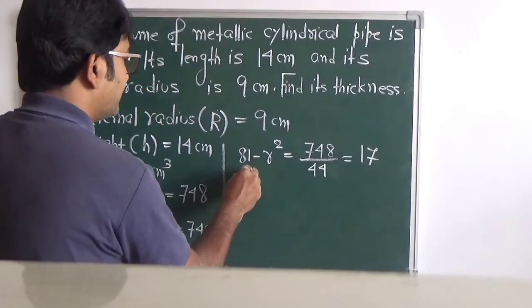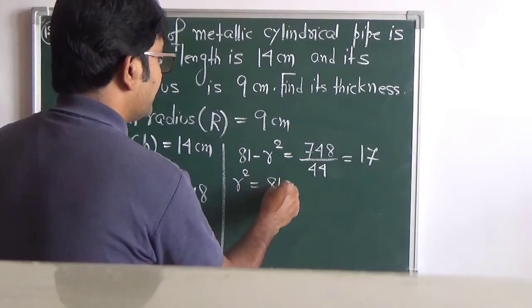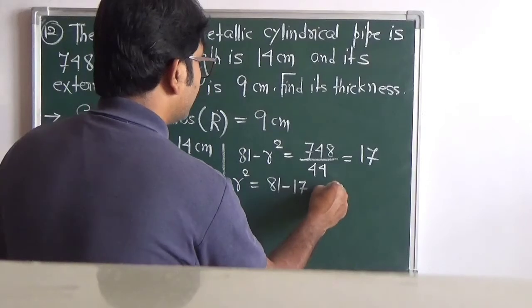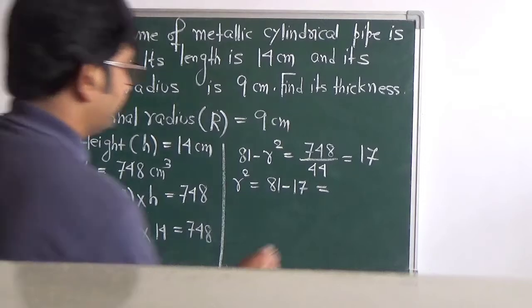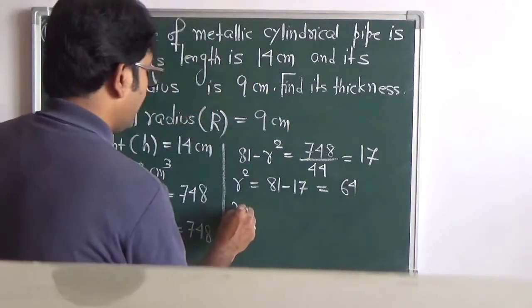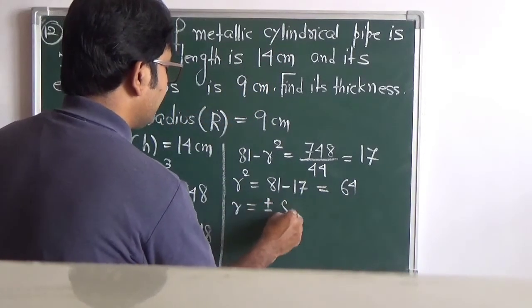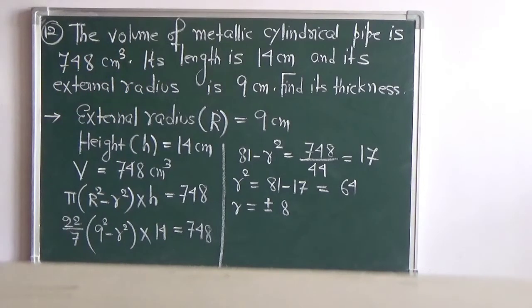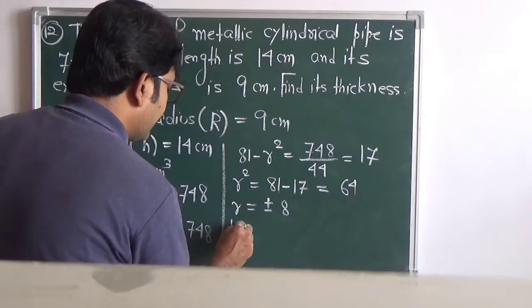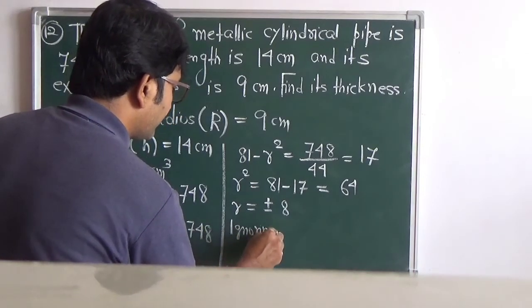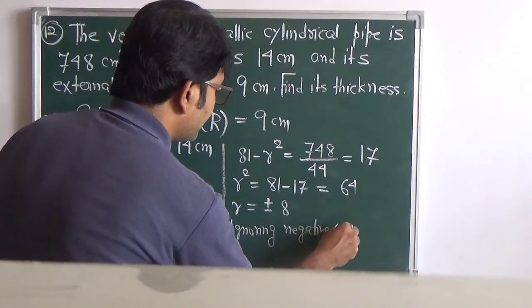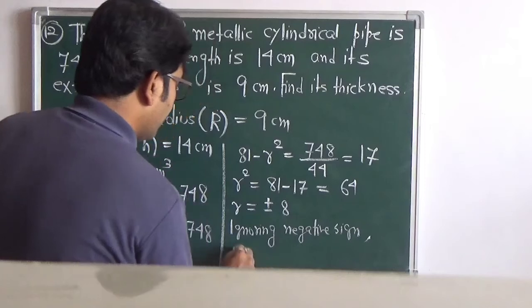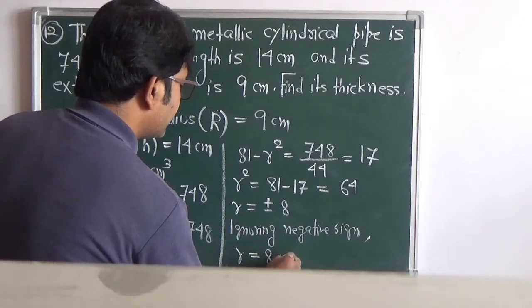So we have r square equals 81 minus 17, which is 64. So r equals plus minus 8. We ignore the negative sign because that cannot be taken. So we have r equals 8 centimeters.